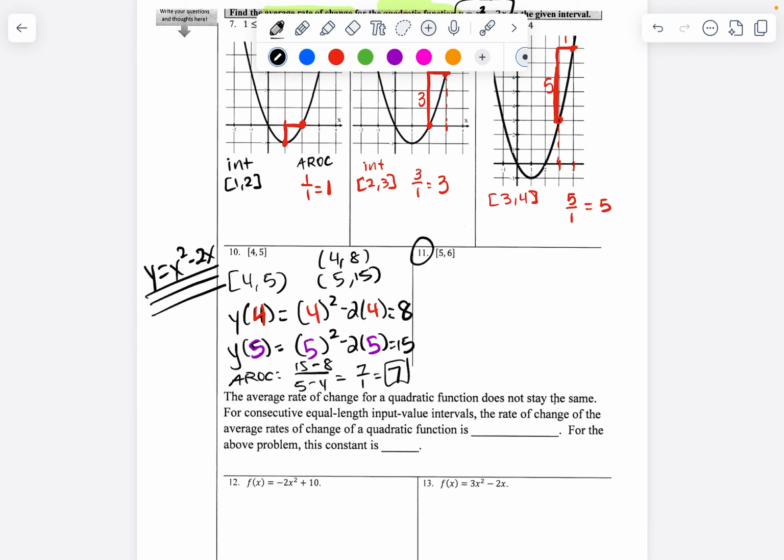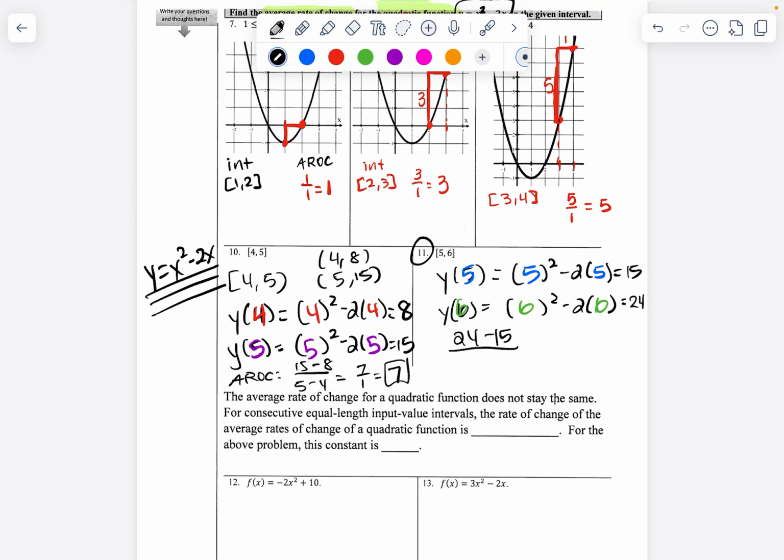So looking at our interval from 5 to 6, let's evaluate y of 5 and y of 6. So again, x squared minus 2x for both, and now we're inputting 5 here and then 6 here. If I evaluate that, 5 squared minus 2 times 5, we actually found it on the previous one, that y of 5 is 15. 6 squared is 36 minus 2 times 6 is 12, so that's 24. So to find the average rate of change here, we're going to take 24 minus 15, and the difference of the inputs is 6 minus 5. So that's a total of 9 over 1, which is just 9.